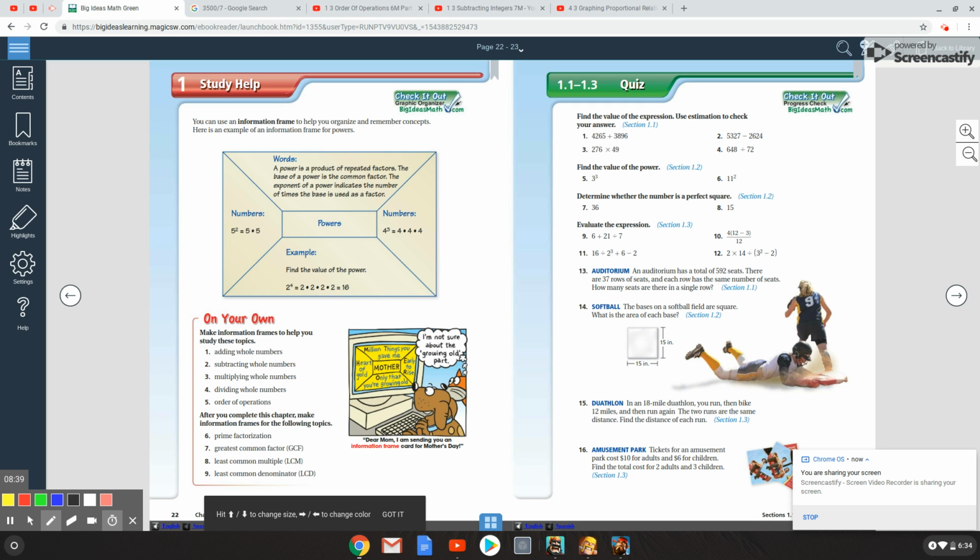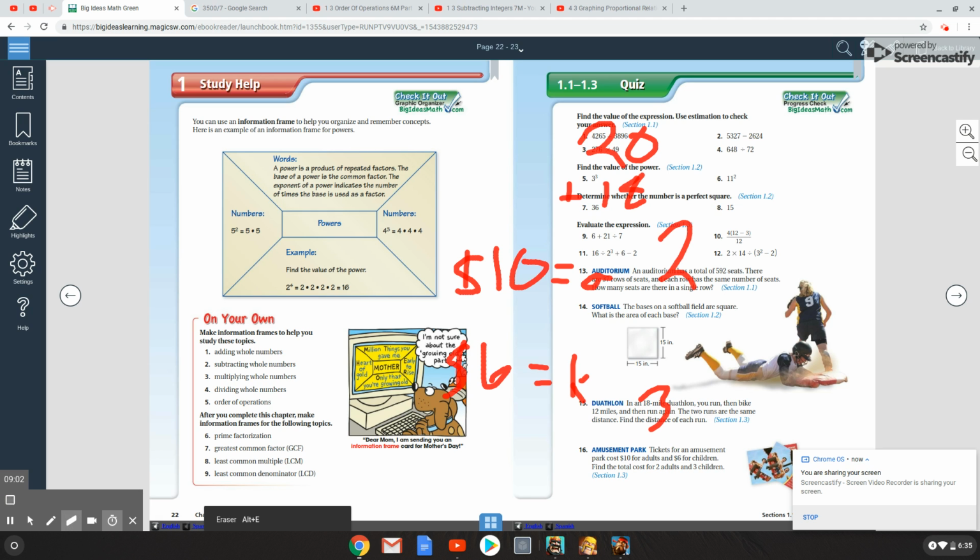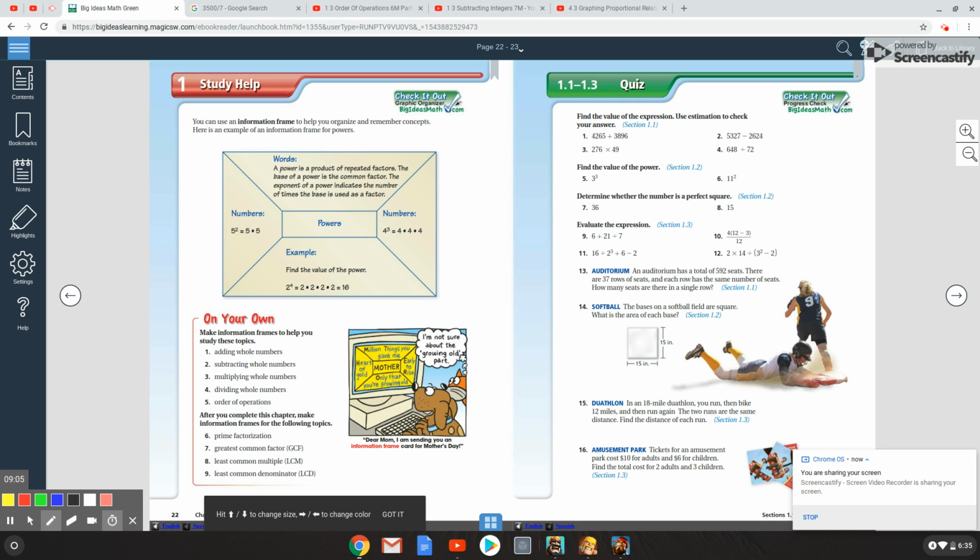Lastly, our question is going to be amusement park. Tickets for an amusement park cost $10 for adults and $6 for kids or children. Find the total cost of 2 adults and 3 children. So 2 adults is going to be $20 and 3 children is going to be $18. We add those two values up to get 38. So our answer over there is 38. And if you didn't get that, you can always look back at my 1.3 video.